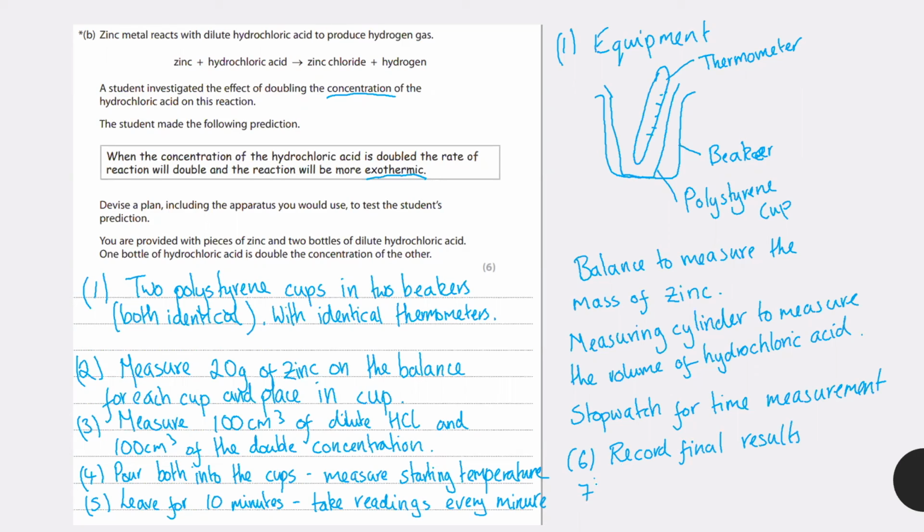And then number 7: repeat the experiment twice more to verify results. It was good to repeat it.